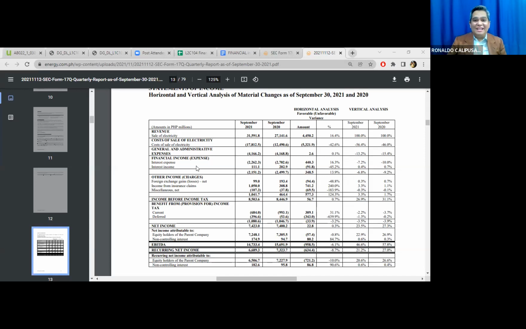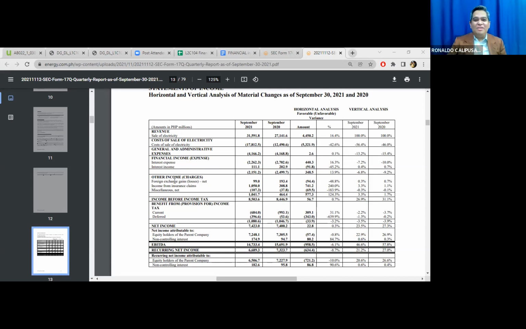And then you have the financial income and expenses. So what are these? These are the other revenues or other expenses of the company. Here we have a detail. The bulk of their financial expenses are interest expenses. Meaning this company, Energy Development Corporation, is actually borrowing money from the banks. So these are the interest expenses. Of course, they also have their interest income. So probably this company is also investing its idle cash, for example, in interest-generating investments.